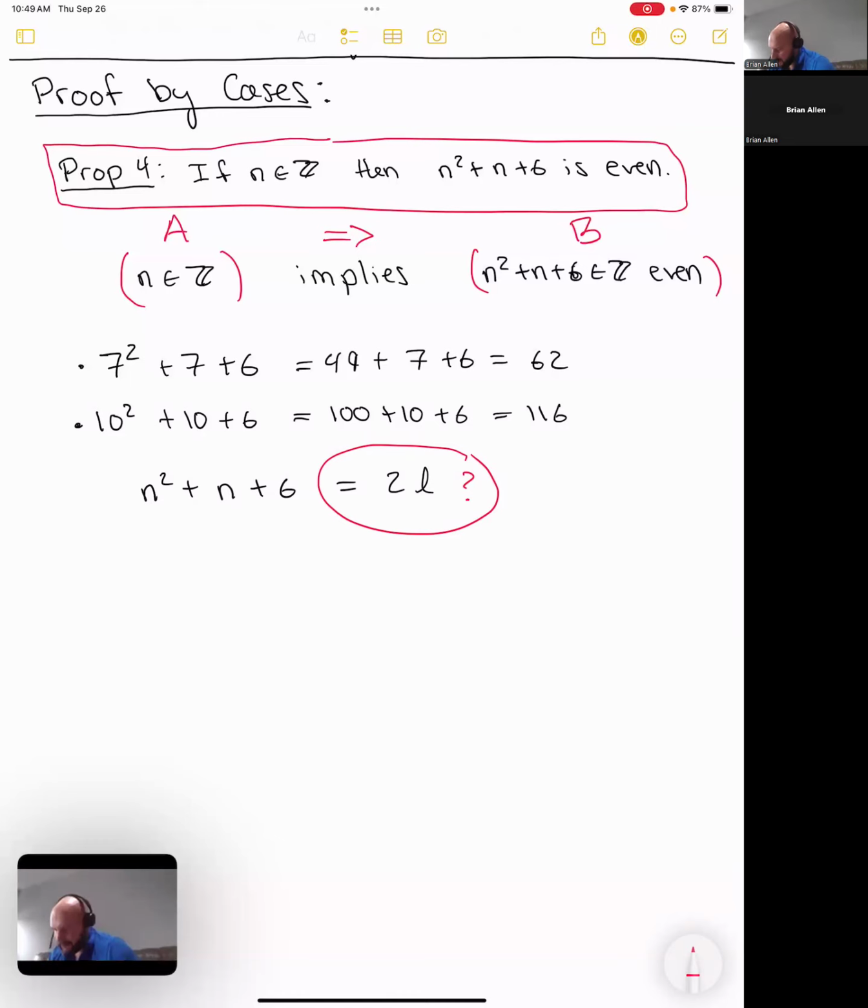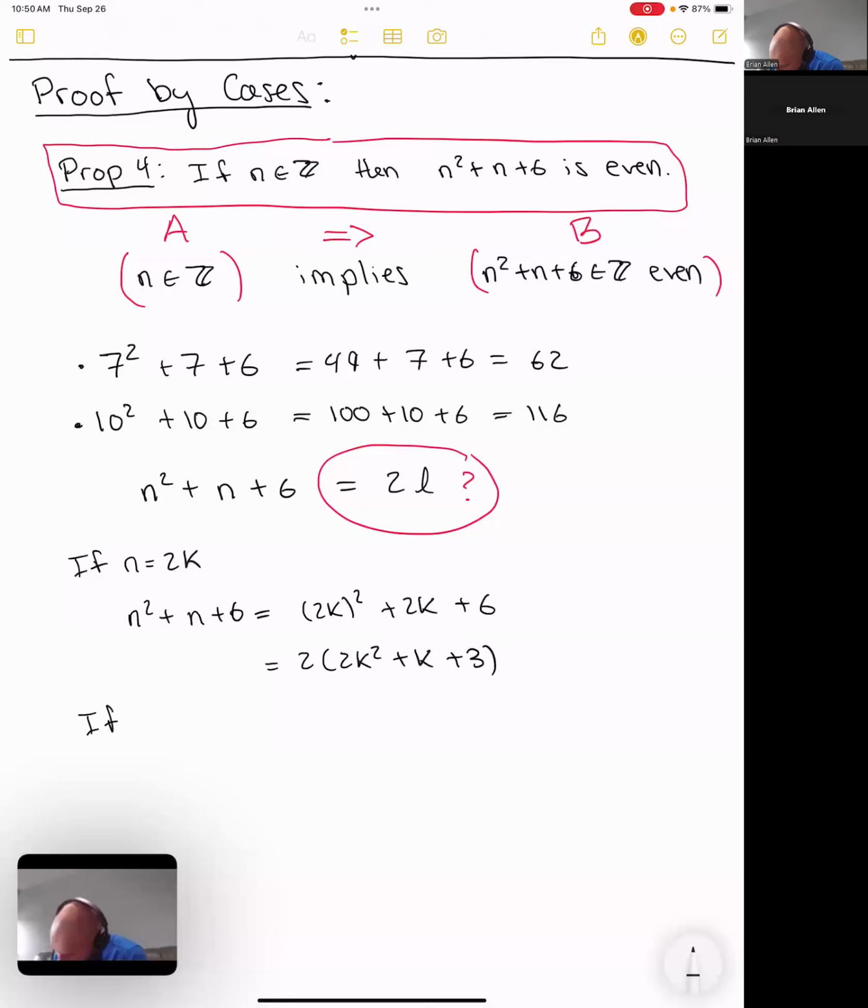But I noticed that if I knew that n was even, if n was equal to 2 times k, then I know what to do, because I would just rewrite n squared plus n plus 6 as 2k squared plus 2k plus 6. And then I know how to make this work. I pull a 2 out of everything, and I get 2 times (2k squared plus k plus 3). So if that was the case, then I know what to do.